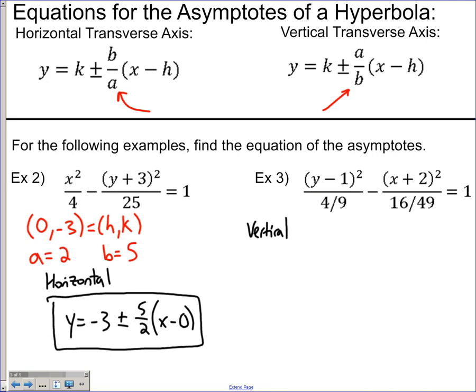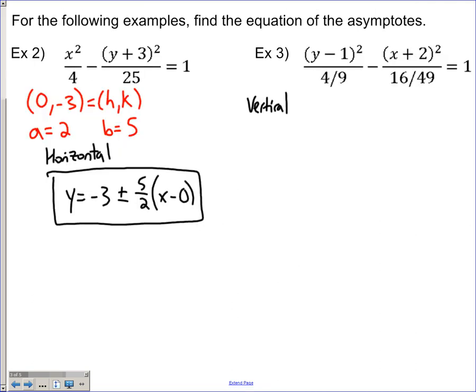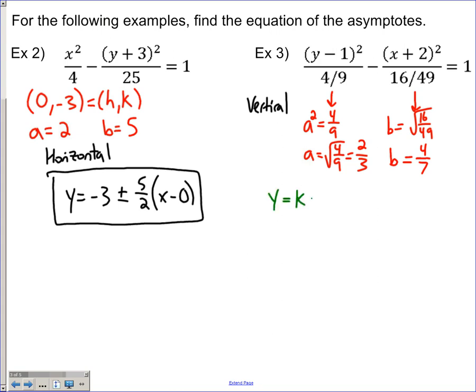I keep calling them ellipses. The next hyperbola is vertical because our y minus 1 squared term is first. In this case, we have a little more work to do because we've got some fractions to work with. So if a squared is 4/9, a is the square root of 4/9, so we get 2/3. Similarly, b is the square root of 16/49, so b equals 4/7.